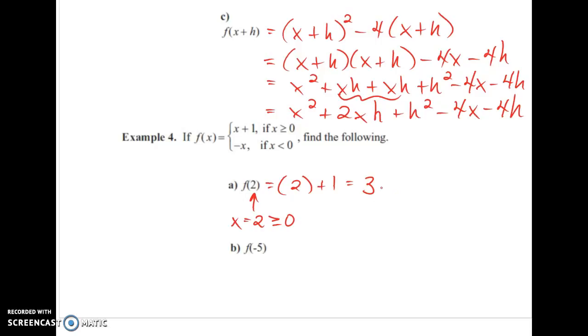Last problem on this page, f of negative 5. We know that negative 5 is less than 0. So that means then I will be plugging it into the second piece. Of course, as I said, less than 0. Because the second piece is just simply negative x, we say negative of negative 5, which ends up being 5.